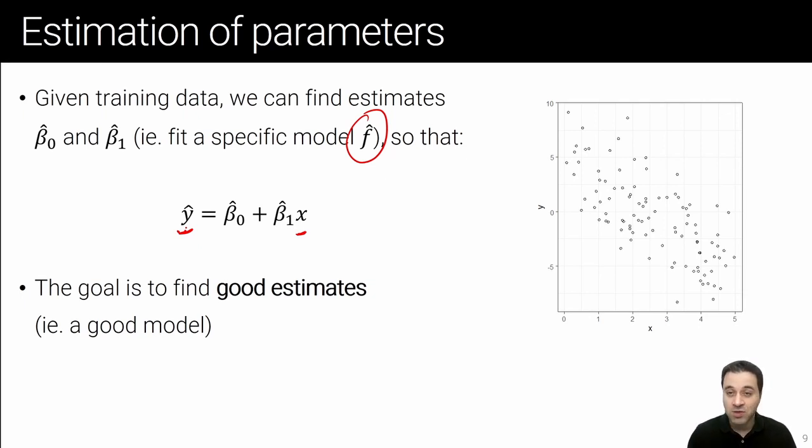and we come up with a certain estimate for the response, y hat. And so the point is, of course, how do we find a good model? How do we find good estimates? Whatever good means, we're going to talk about it right now.